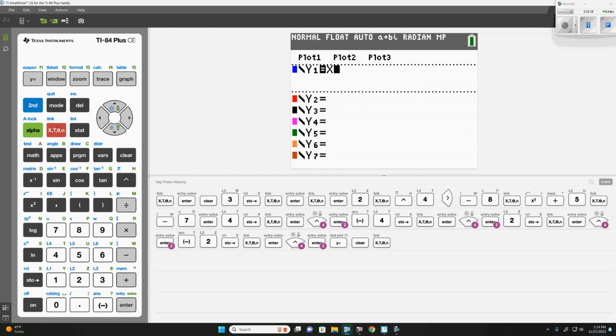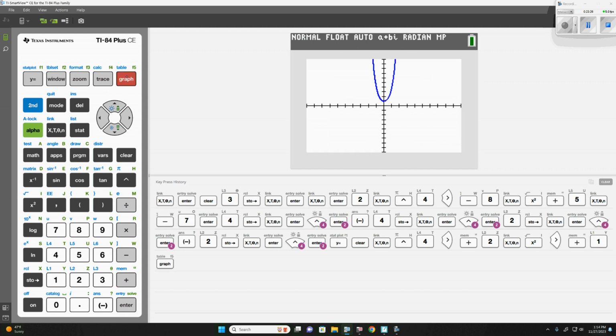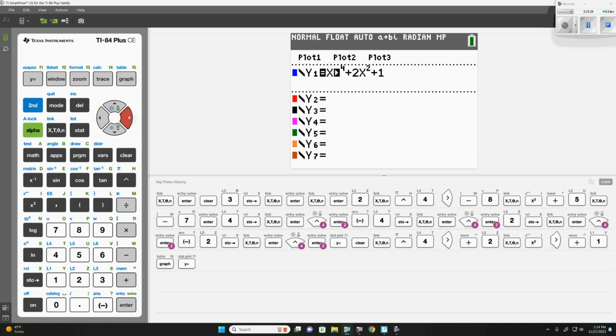Let's see here, x fourth plus 2x squared plus 1. I'm trying to think of what. Okay. Trying to come up with these equations off the top of my head.